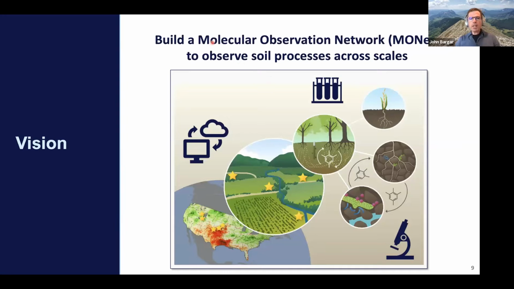So just briefly, the goal is to build this molecular observation network, which addresses things from molecular signaling, root soil interactions, and does this at the field scale and the local plot, the regional scale, and across CONUS, which is continental United States.